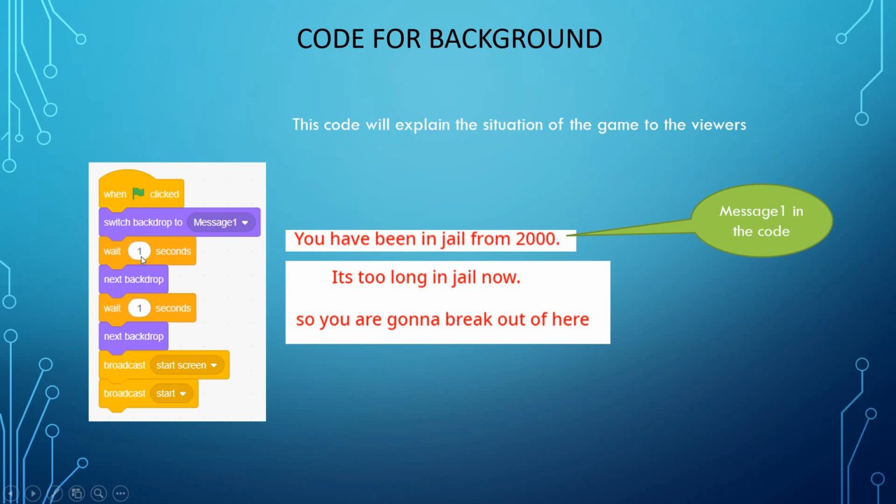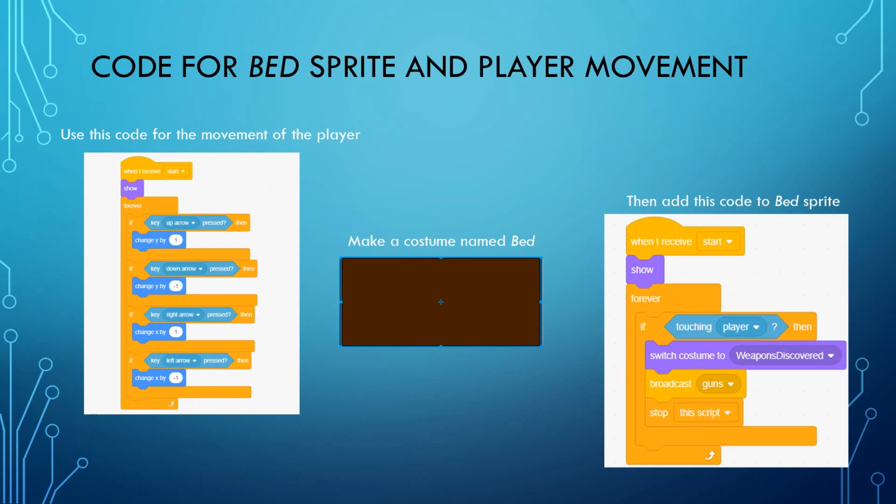So what happens after you click the flag? It switches to the 'you have been in jail from 2000' backdrop. Waits 1 second for the user to read it, switches to the next backdrop, that is 'too long in jail now, so you are going to break out of here.' Waits 1 second, then goes to the next backdrop, that is our prison. And then it just broadcasts a message saying start for other important processes in this project.